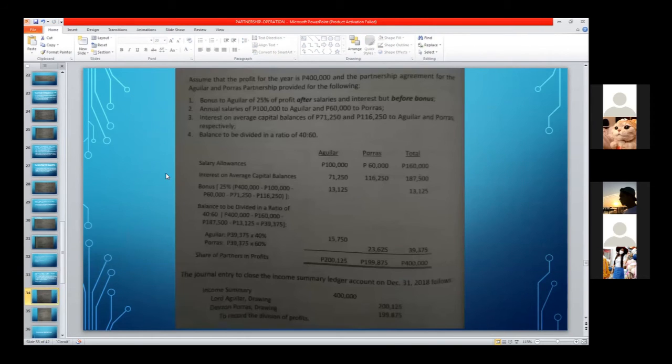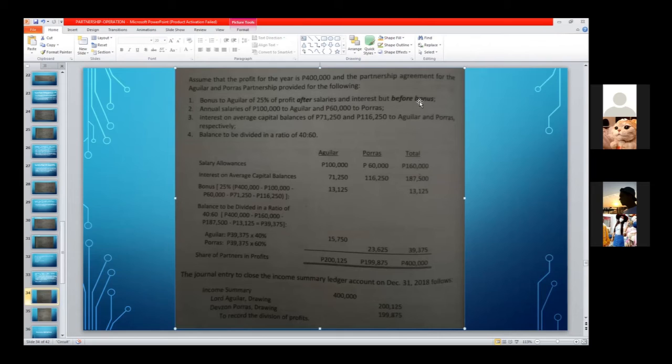So yan. Ito yung illustration sa libro nyo. So assume that the profit for the year is 400,000 and the partnership agreement for Aguilar and Porras provided for the following. So, number 1, bonus to Aguilar is 25% of profit after salaries and interest.